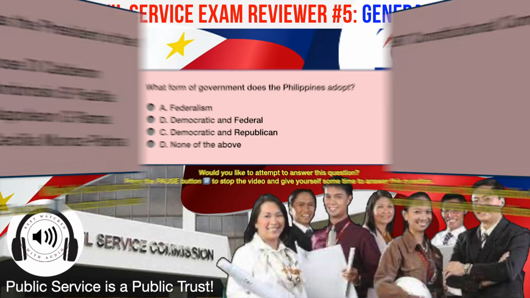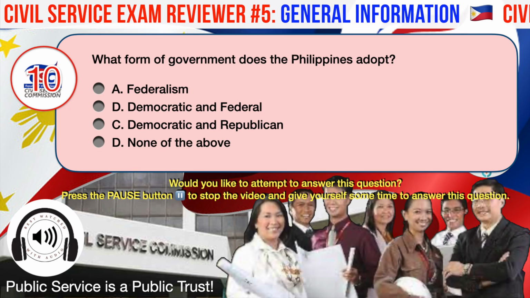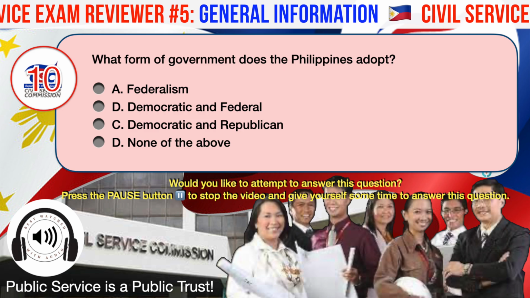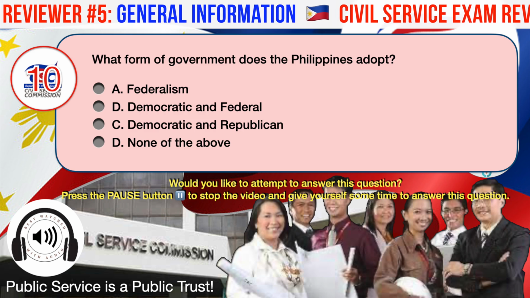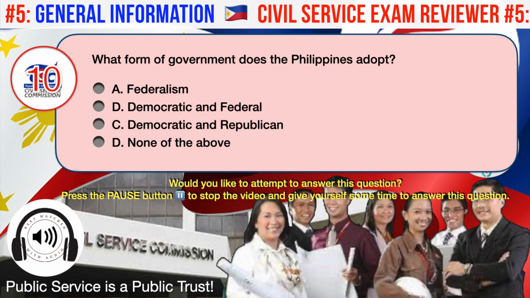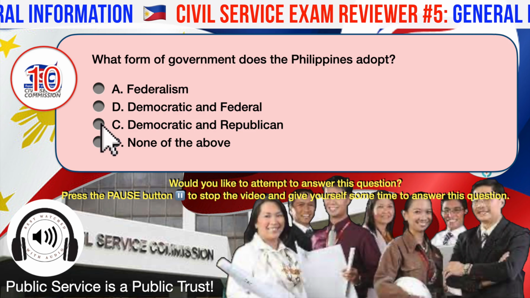Question number 10. What form of government does the Philippines adopt? A. Federalism. B. Democratic and federal. C. Democratic and republican. D. None of the above. The correct answer is C.